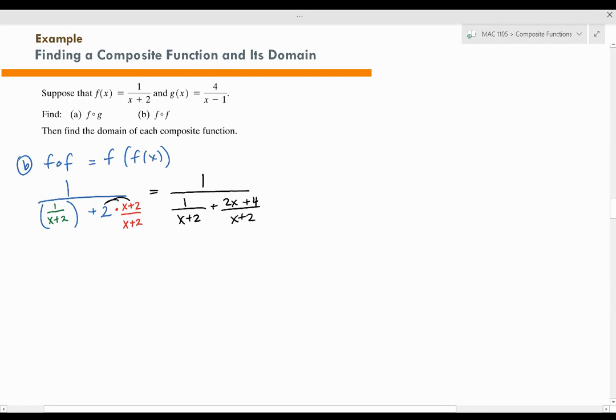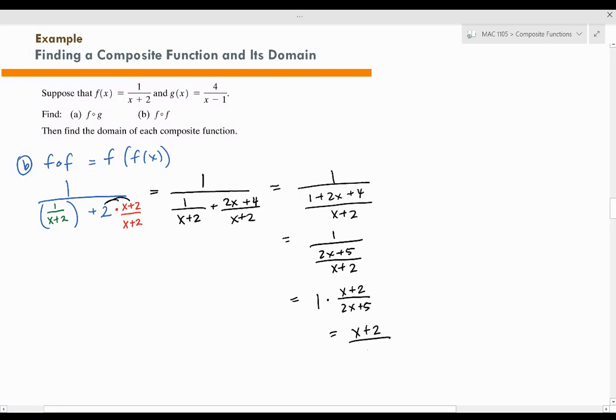Now that their denominators are the same, I can add their numerators. That's going to give me 1 over 1 plus 2x plus 4 over x plus 2, which is 1 over 2x plus 5 over x plus 2. Instead of dividing by a fraction, I can multiply by the reciprocal. Keep, change, flip. And then multiply across. So my composite function is x plus 2 over 2x plus 5. So I found my composite function.